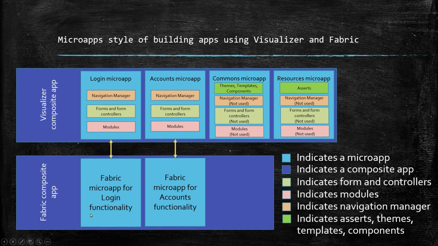On the Fabric side, if we have created a login functionality Fabric app with the identity services inside it, and the accounts functionality related Fabric app with the corresponding integration orchestration services inside it, we can link them together into a composite app. So on the Fabric side as well, when you create a Fabric app, there is an option to link other Fabric apps into a Fabric app and make it a composite app. So these are some terminologies and how things work in the new micro app style of building apps inside Visualiser and Fabric.